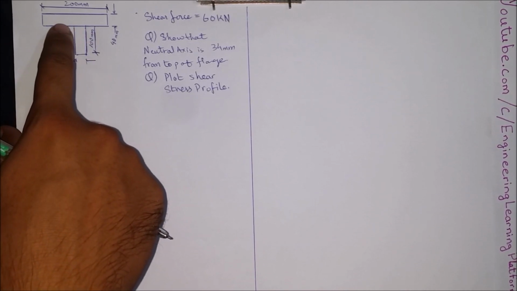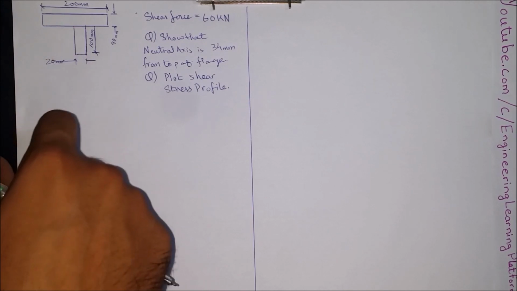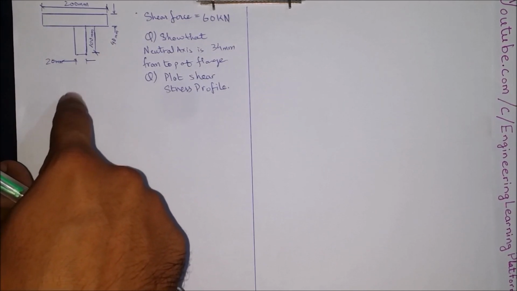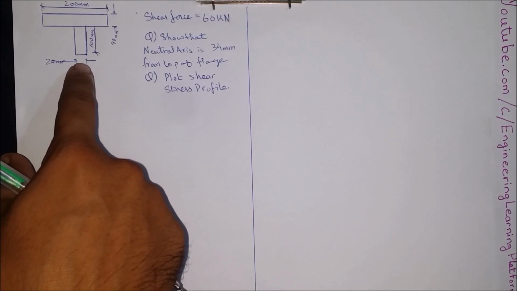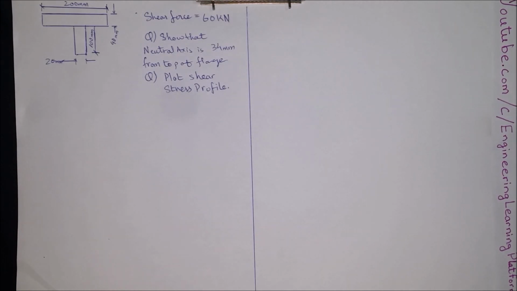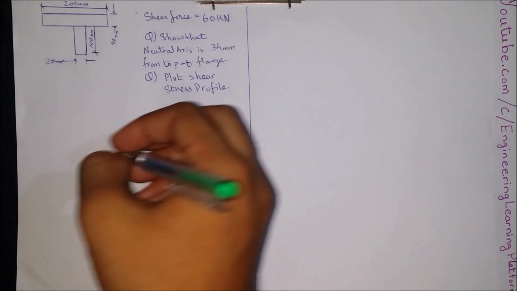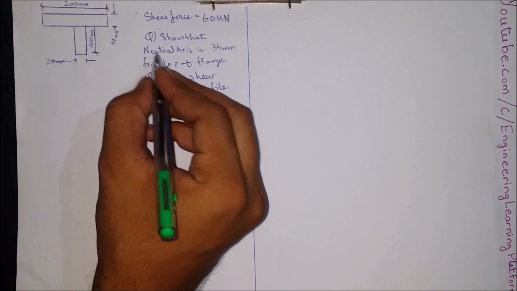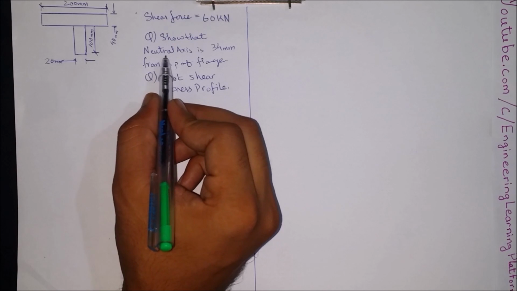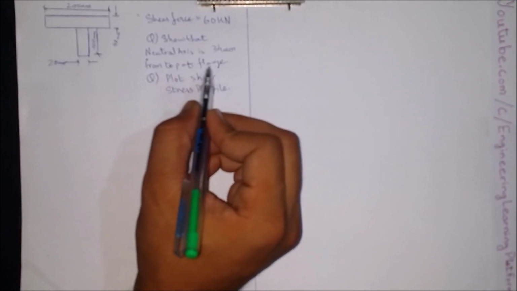The flange is of width 200 millimeters. The thickness of flange is 40 millimeters, whereas the web has a depth of 100 millimeters and a thickness of 20 millimeters. First of all, for locating the centroid or the neutral axis, we need to find the centroid of the cross section. For solving the first part of the question, that is, show the neutral axis is 34 millimeters from the top of the flange.